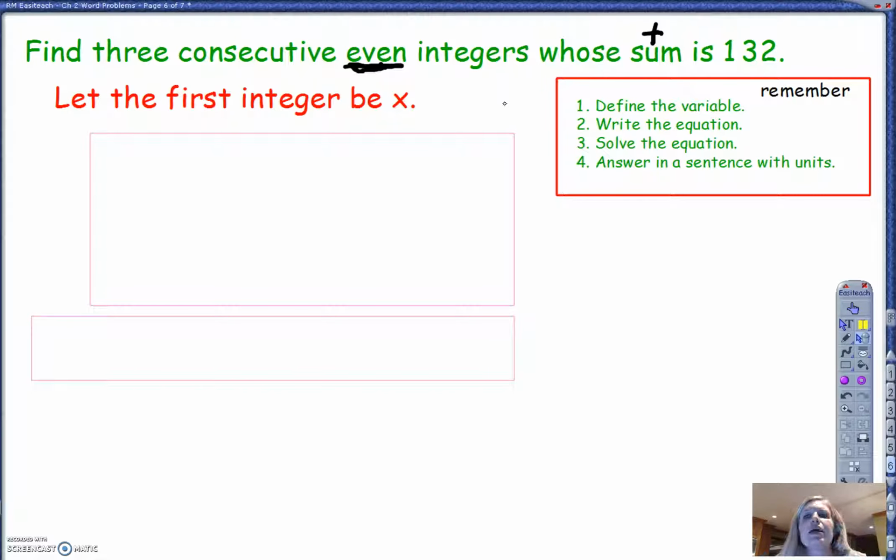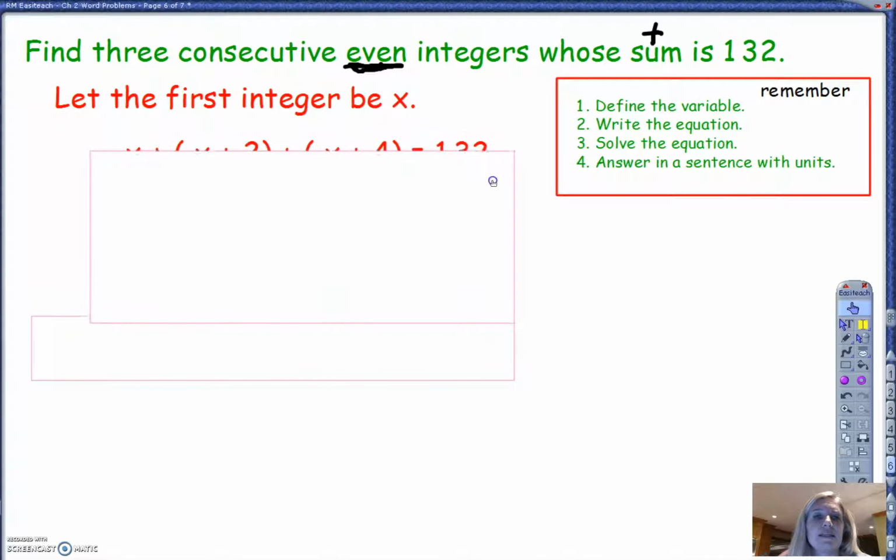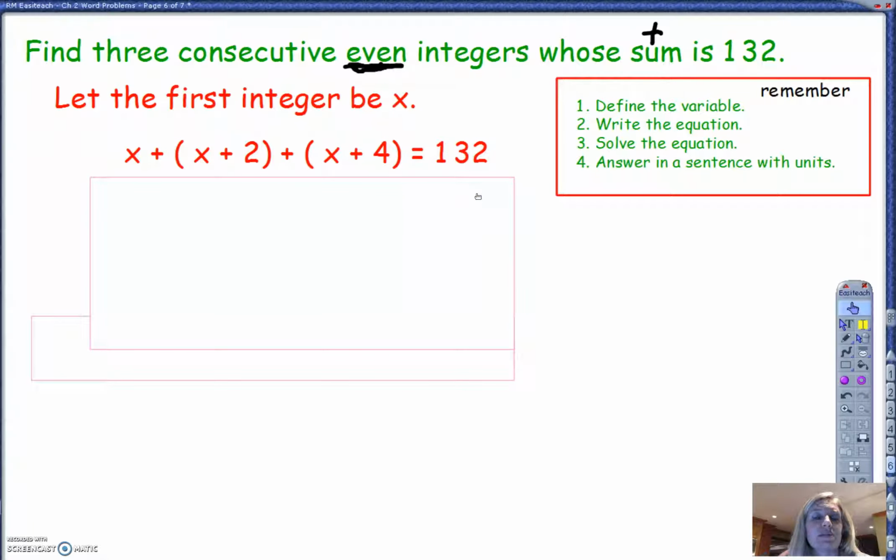Second step, write the equation. If our first integer is x, and we have 3 consecutive even integers, it's going to be x plus x plus 2 plus x plus 4. Now the parentheses that I wrote here just mean this number and this number. So don't get confused, it's just a way to write it so that it's easy to tell that you have 3 consecutive integers.